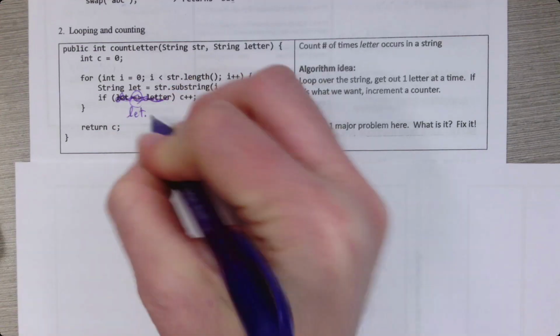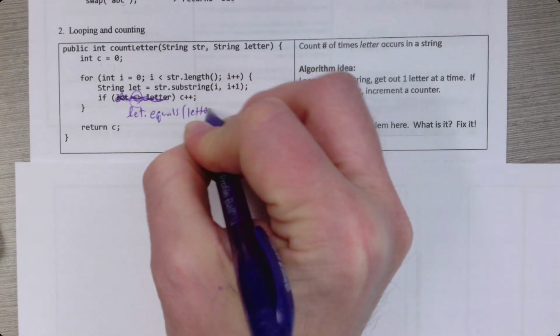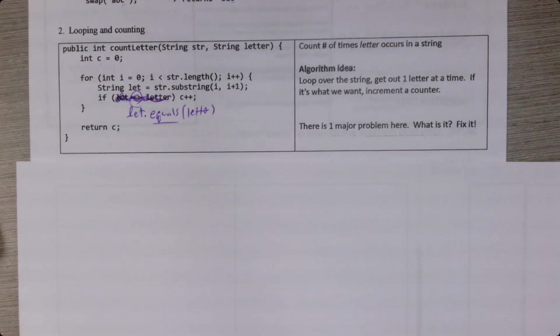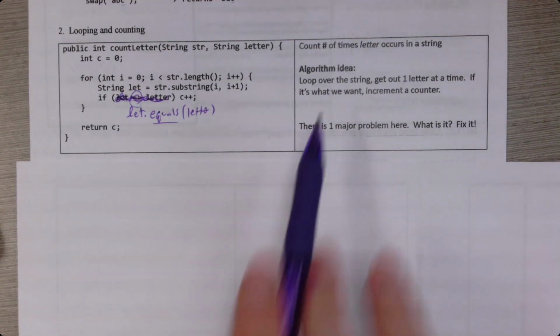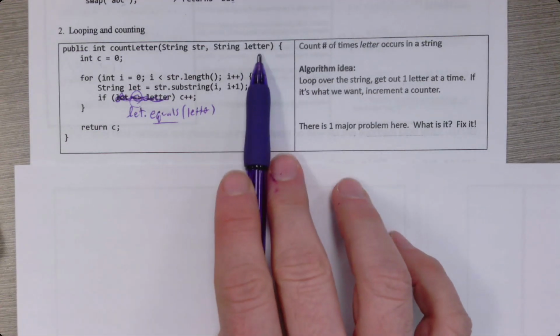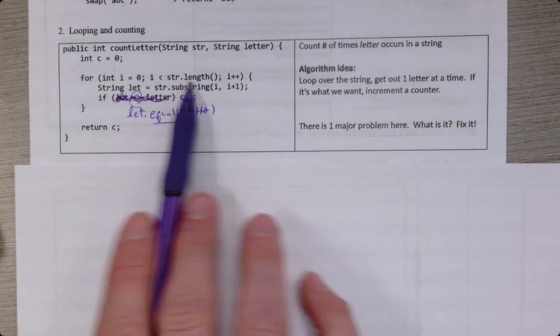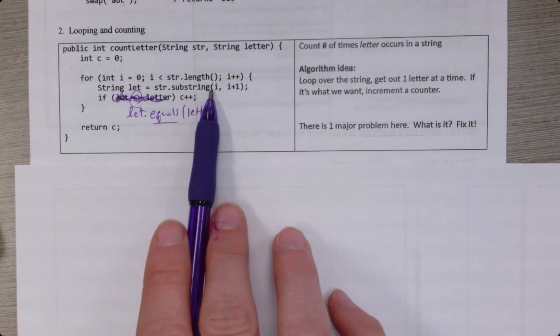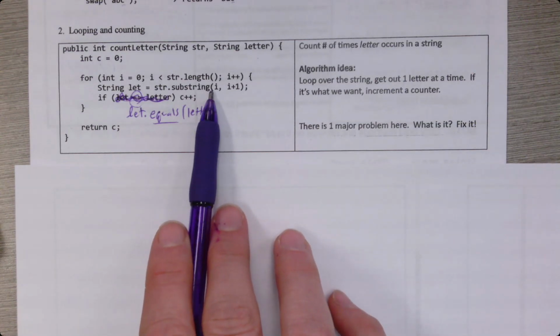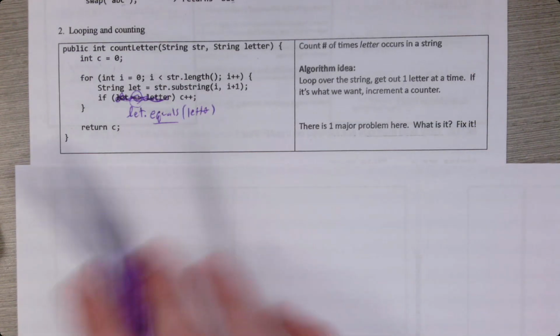We want to say, do those two strings contain the same value? So to do that, we'd say let dot equals letter. So you've got to use the dot equals to compare values. Okay, if we're trying to count how many times this letter occurs in the string, we're assuming letter is a single letter long. We're going to loop over the string from the beginning to the end. We're going to get out one letter at a time using substring. We check to see if that's the letter we're looking for, and if it is, we add to the counter.